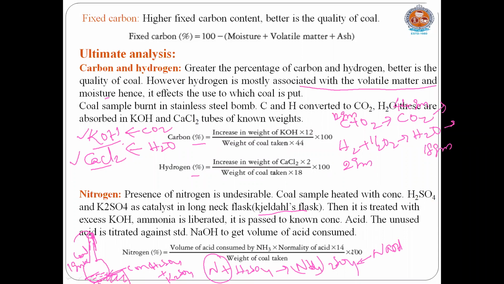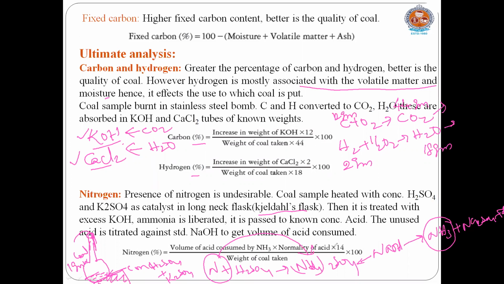Sodium hydroxide. When this sodium hydroxide is added to the ammonium sulfate, it liberates the nitrogen as NH3, plus sodium sulfate plus H2O, etc. Here, liberation of ammonia takes place. That means we are converting the solid state nitrogen present in the coal sample into a soluble salt, ammonium sulfate.